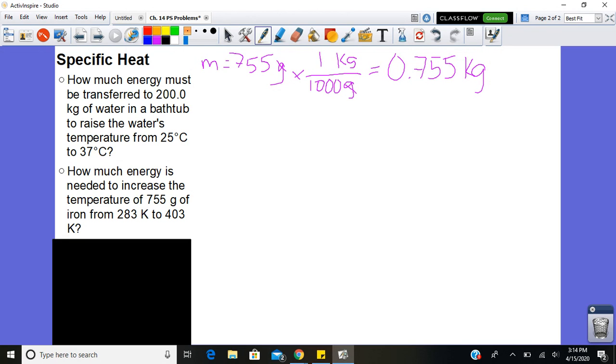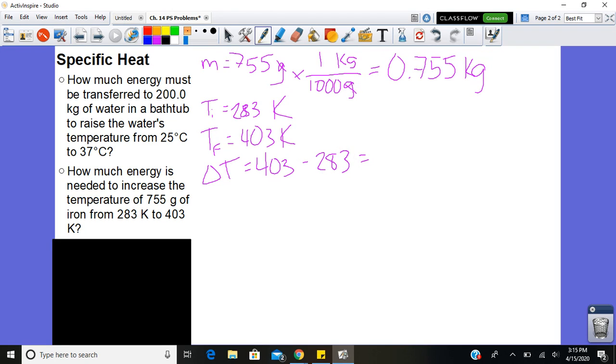Okay. I also know my initial temperature was 283 Kelvin. Oh, 83, not 33. And my final temperature is 403 Kelvin, which means to get my change in temperature, again, I take my final, which is 403, and I subtract my initial, which is 283, and that gives me 120 Kelvin for my change in temperature, and that's in Kelvin, so we're good there.